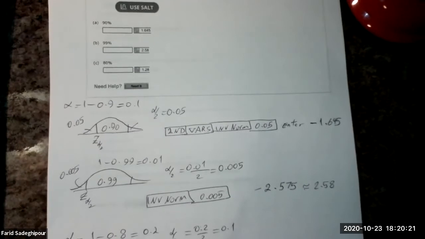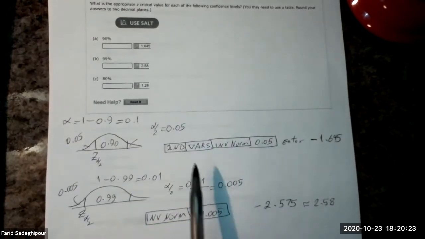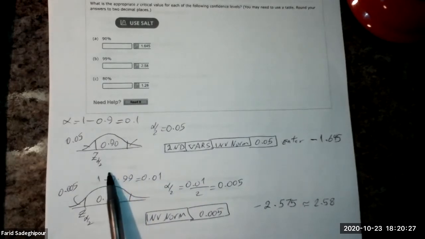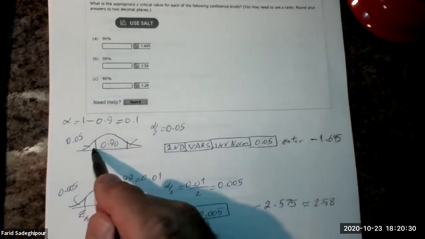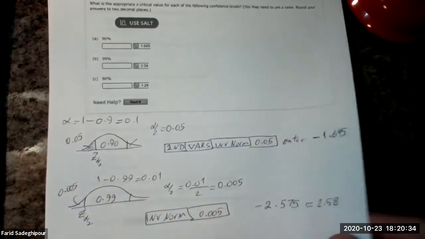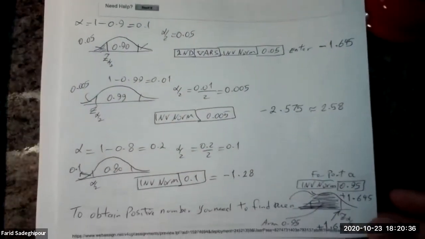This is the one where, for each value, I show you how to use the calculator and find the Z of alpha over 2, which is this area, is that. I show you here for each how to do the calculations, okay?